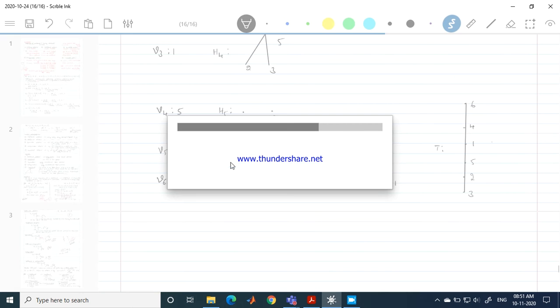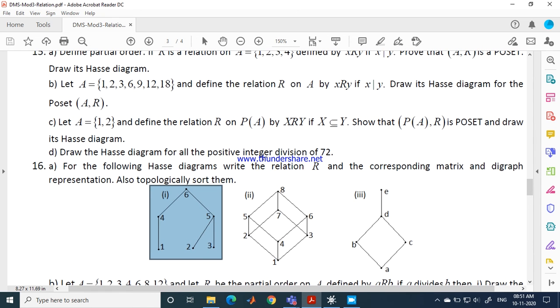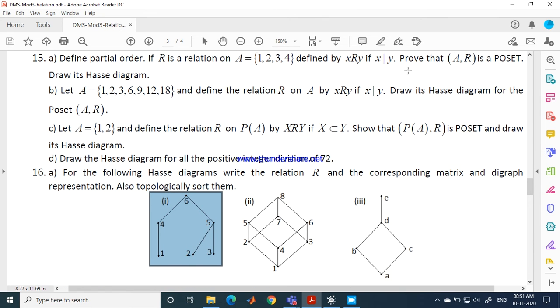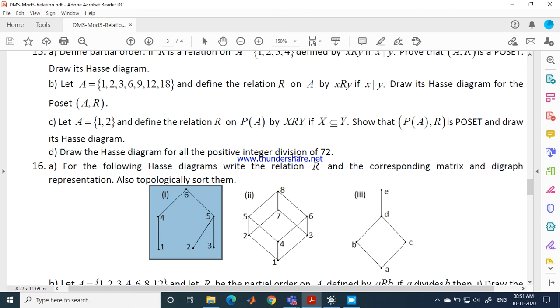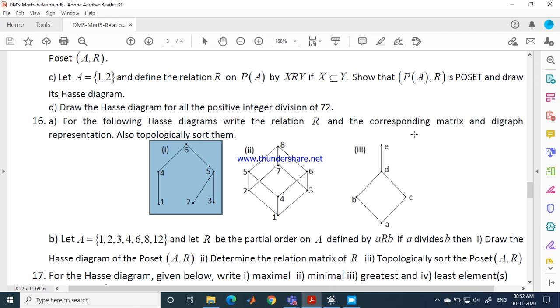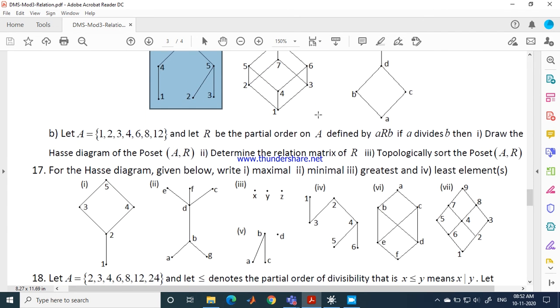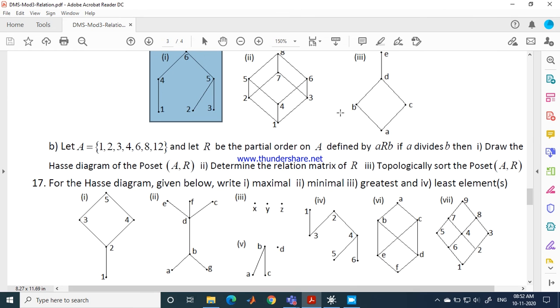Okay, so any doubts in this, friends? Okay, that's fine. So definitely now you can handle these problems. So this is the x divides y problem, we have done it. Even this x divides y subset problem we already discussed, and even we have discussed this problem. Now you know for the given Hasse diagram how to write the matrix, digraph, relation, and also how to topologically sort. You know all this.